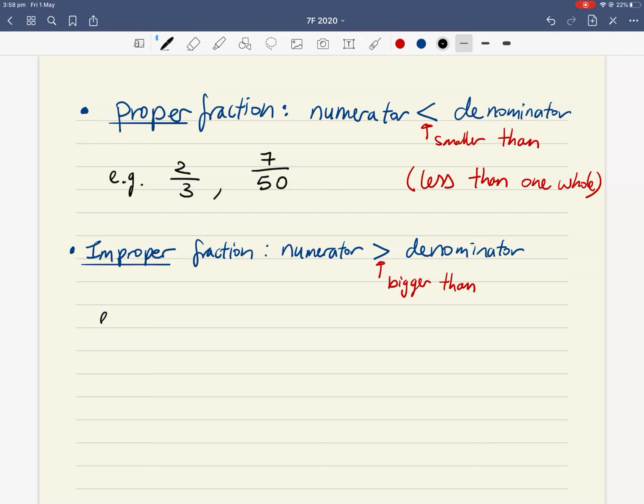So for example, 10 out of 3, 10/3 is an improper fraction, because the number on top is bigger than the number on the bottom. Or if you decide to have 20/4, no, that's not good, 20/6, the number on top is bigger than the number on the bottom. Improper fractions, because the number on top is bigger than the number on the bottom, are more than 1 whole.